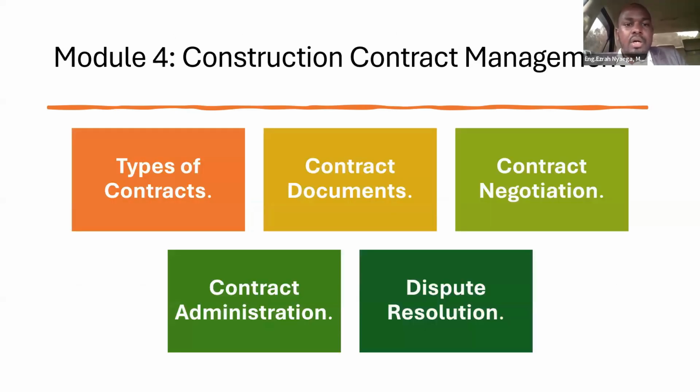fourth module, which is construction contract management. We have a number of contracts that are being undertaken when you are having your construction. You realize that other than having the owner or the client, and you are acting on behalf of the owner and the client, you'll find that you have the main contractor, you have subcontractors, you have services, you have consultancies.